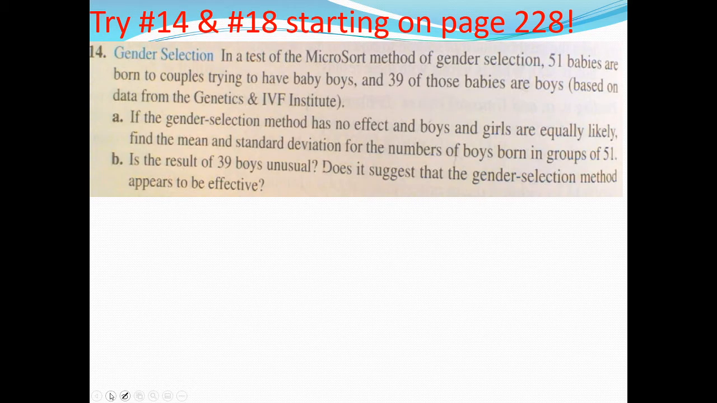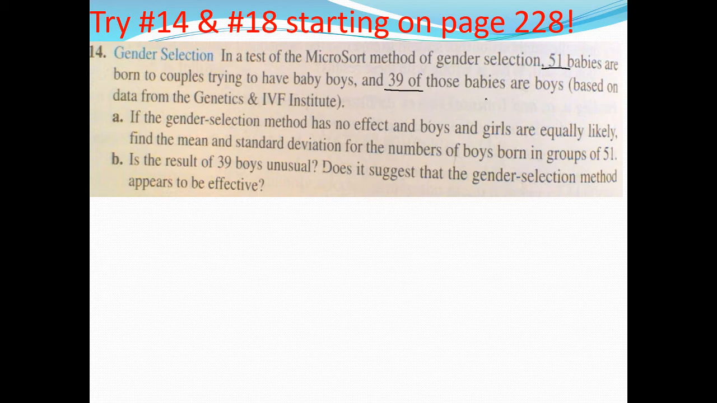It's kind of a short video. So we're using a gender selection method. We have 51 babies born to couples who are trying to have boys. They use this method, and it ends up that 39 out of those 51 babies were actually boys. Because again, the goal was for the couple to have a boy, using this method to influence the gender. 39 of them ended up boys, and the other ones ended up girls.